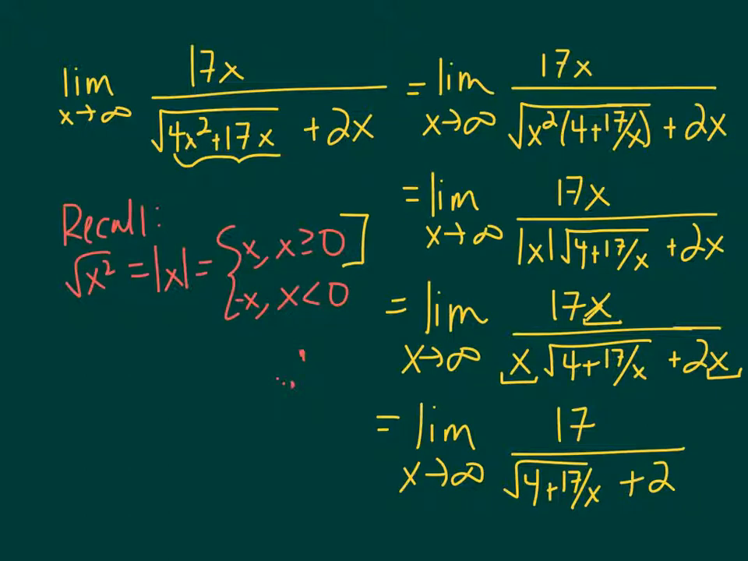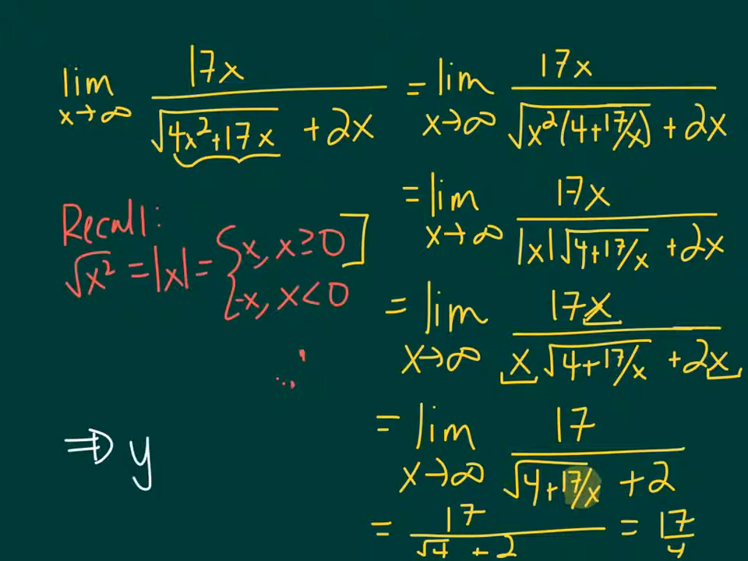So I can simplify this to become this. At this point, I'm ready to take the limit, and you notice as x goes to infinity that term that I've highlighted is going to go to 0. And then everything else, I'm running out of space here, but I have 17 over the square root of 4 plus 2, so that's going to give me a total of 17/4. So that tells me that I have a horizontal asymptote at y equals 17/4.